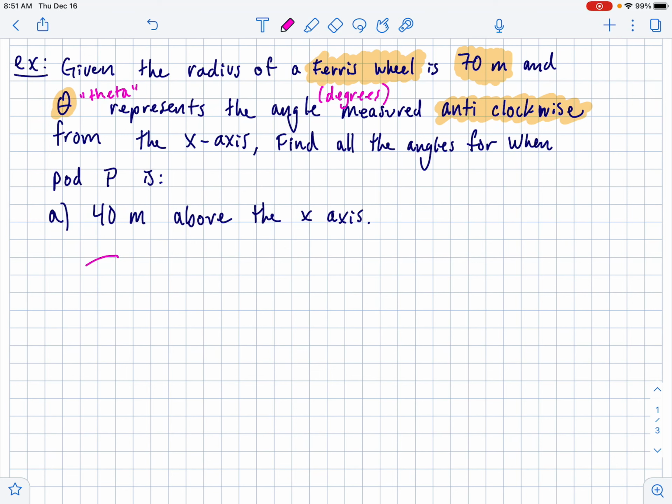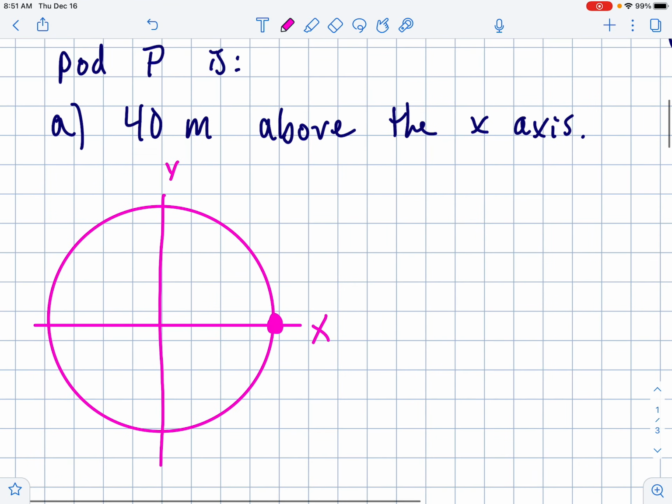Well, first up, with all these problems, we got to start with a picture. So, if we want to figure out when it's 40 meters above the x-axis, let's draw our axes on here. So, pod P is going to start here on the x-axis. Remember, this is your x and this is your y. Then it's going to rotate anti-clockwise, so going this direction around the circle, counterclockwise. We want to know when it's 40 meters off the ground.